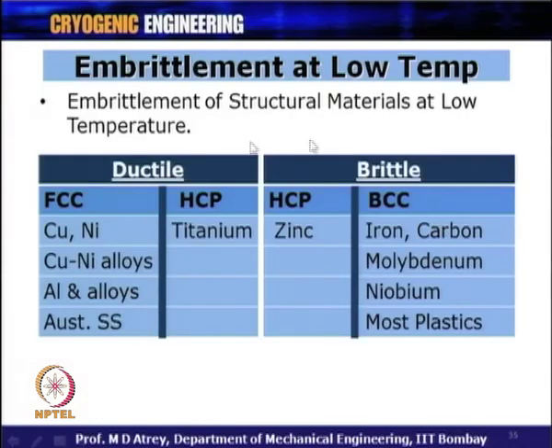In summary, what we can see here is the embrittlement at low temperature for different materials. Under ductile, you see that FCC and HCP can be used, while in brittle materials there is also some HCP material and all the BCC material. So, under ductile materials we can use most of the FCC materials, which are copper, nickel, copper nickel alloys, aluminum and alloys, and austenitic stainless steel. The HCP material which we can use as a ductile material is titanium.